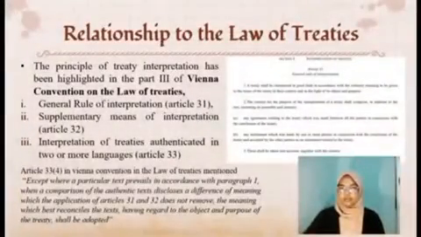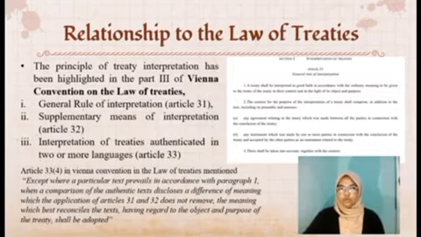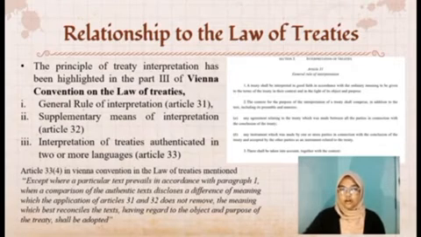Next, we will discuss the relationship of this case to the principles of the law of treaties. As we know, the principles of treaty interpretation are highlighted in Part 3 of the Vienna Convention on the Law of Treaties. There are three articles that deal with interpretation. Article 31 is about the general rule of interpretation. Article 32 mentions supplementary means of interpretation. Article 33 mentions the interpretation of treaties authenticated in two or more languages.